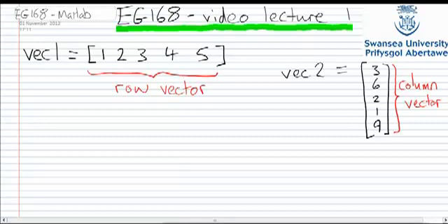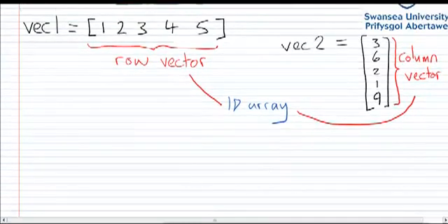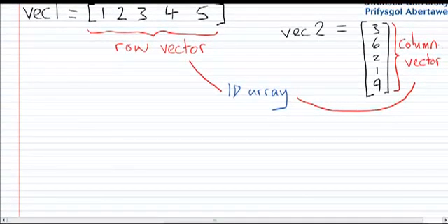So we also talked about the fact that vectors are simply one-dimensional arrays. Both a row vector and a column vector we would refer to as a one-dimensional array. We then moved on to look at the idea of a matrix as being a two-dimensional data structure. So let's create a matrix. We'll give it the name matrix.